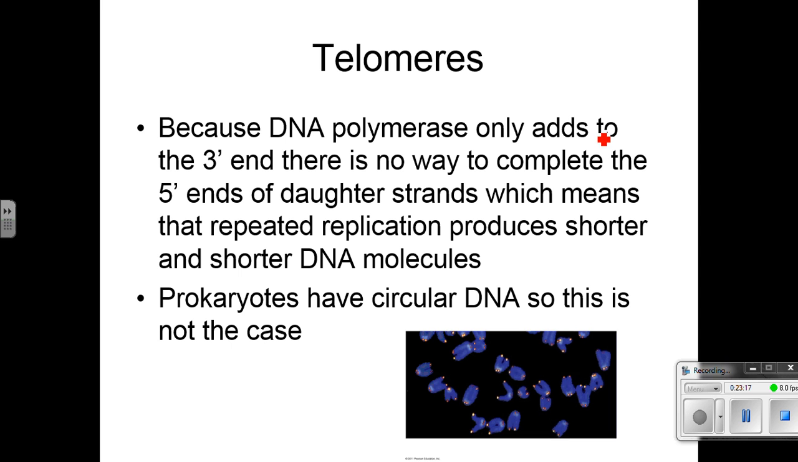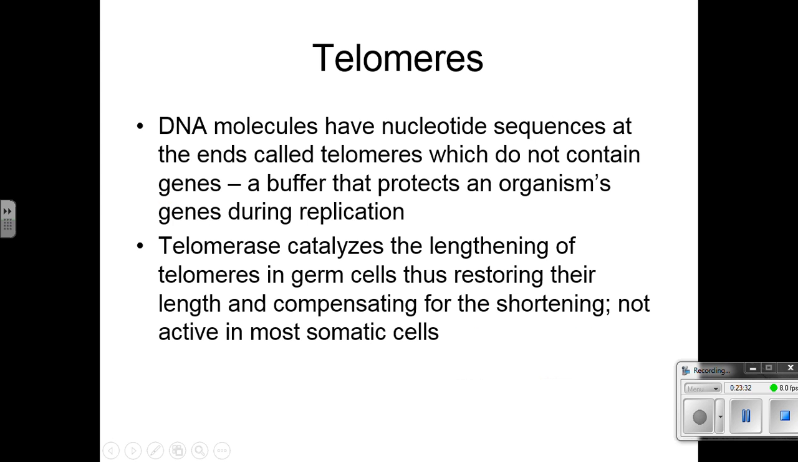Because DNA polymerase only adds to the 3' end, there's no way to complete the 5' ends of the daughter strand, which means that repeated replication produces shorter and shorter DNA. I'll show you a picture of that in a minute. Prokaryotes have circular DNA, so that's not the case. DNA molecules have nucleotide sequences at the end called telomeres, which do not contain genes. Usually they're a buffer that protects the organism's genes during replication because that end is not going to get replicated.